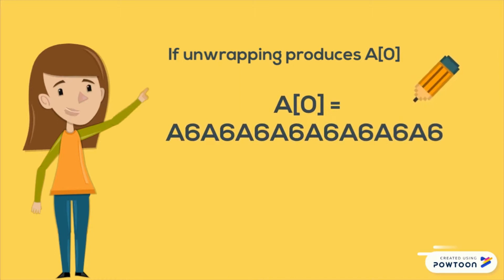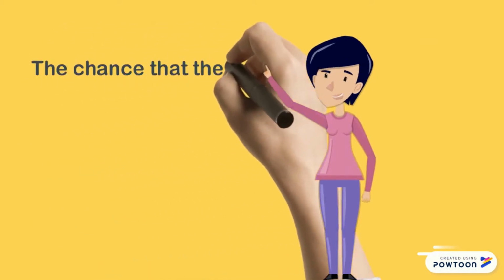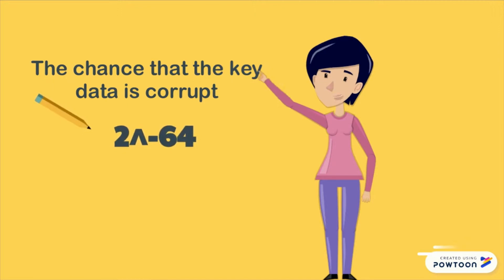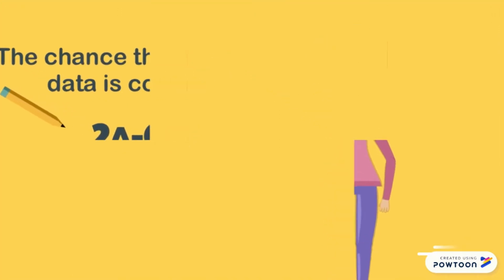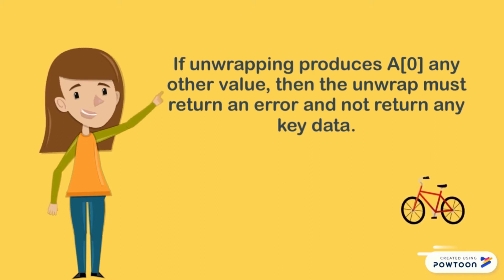If unwrapping produces A0, then the chance that the key data is corrupt is small. If unwrapping produces any other value, then the unwrap must return an error and not return any key data.